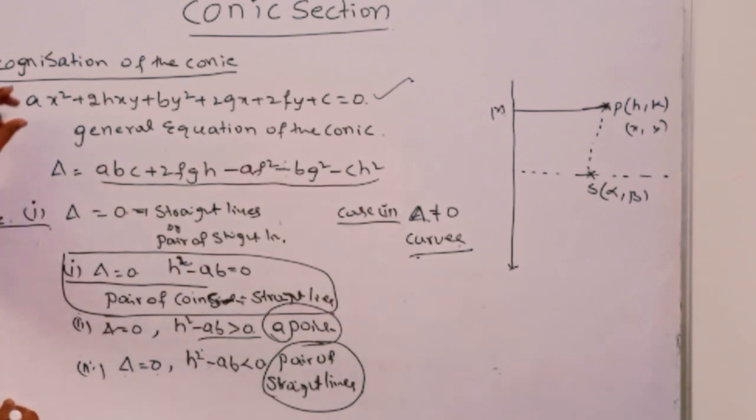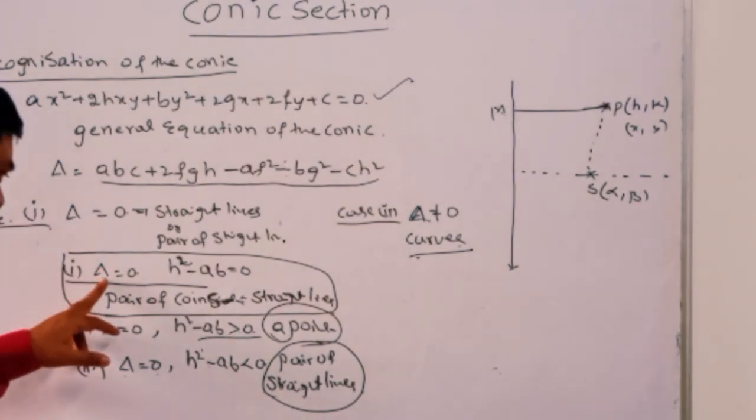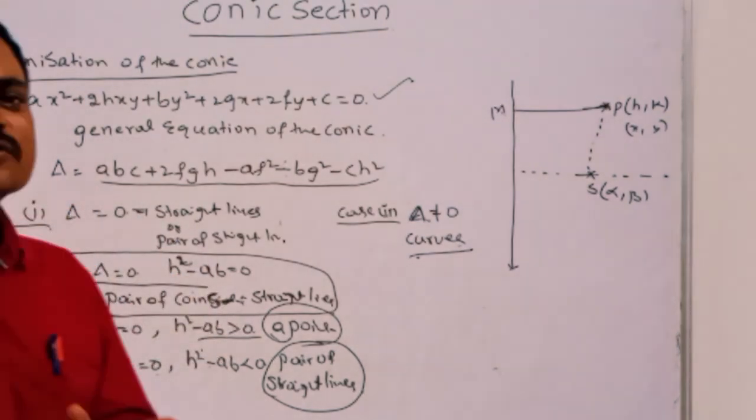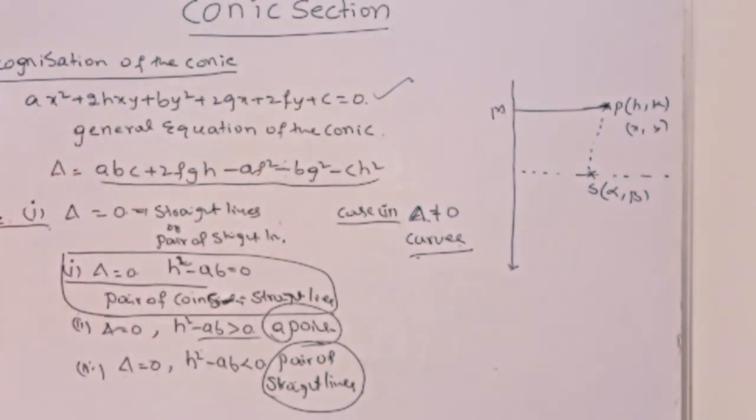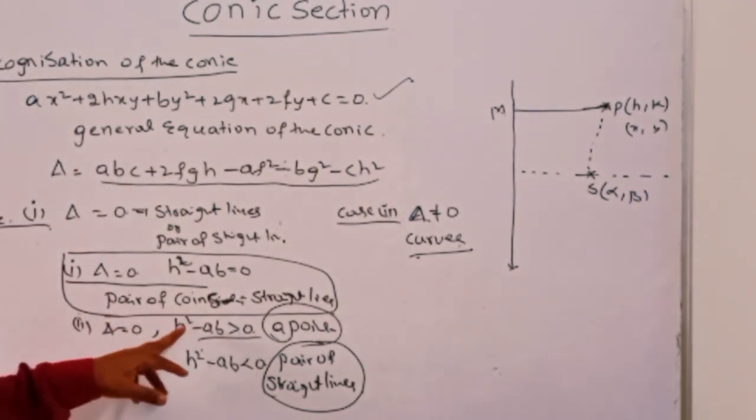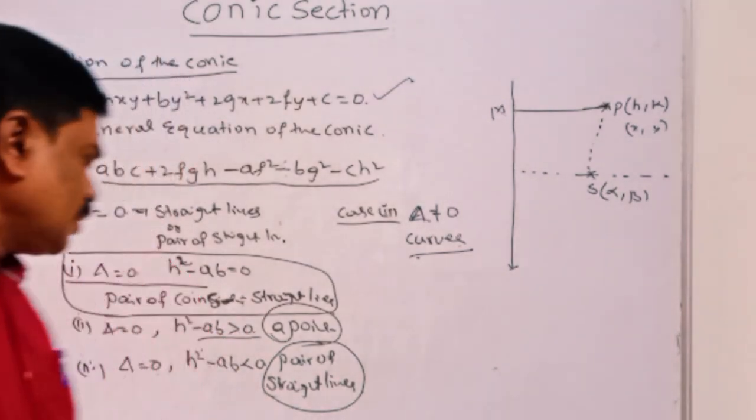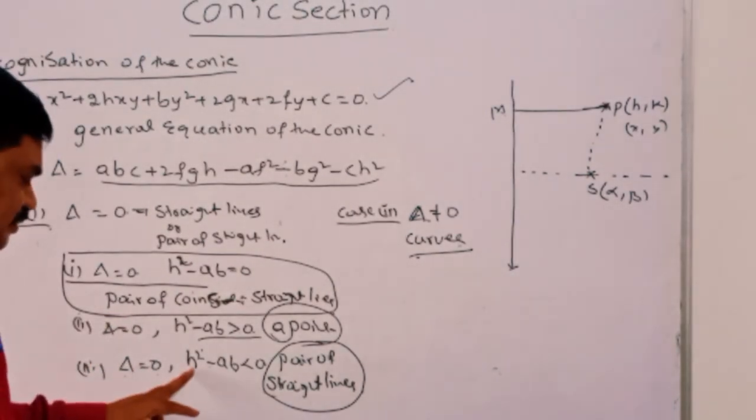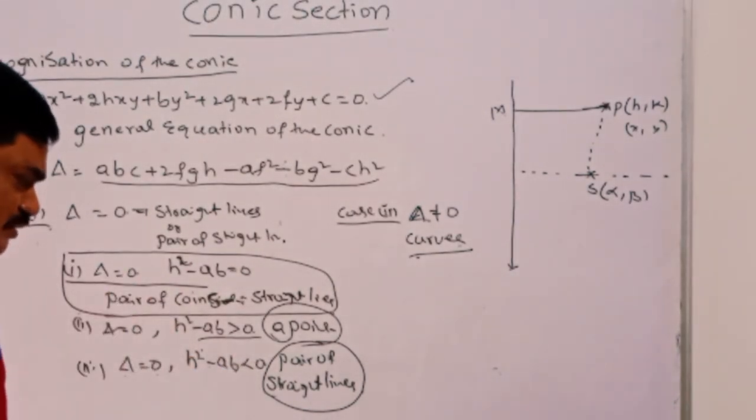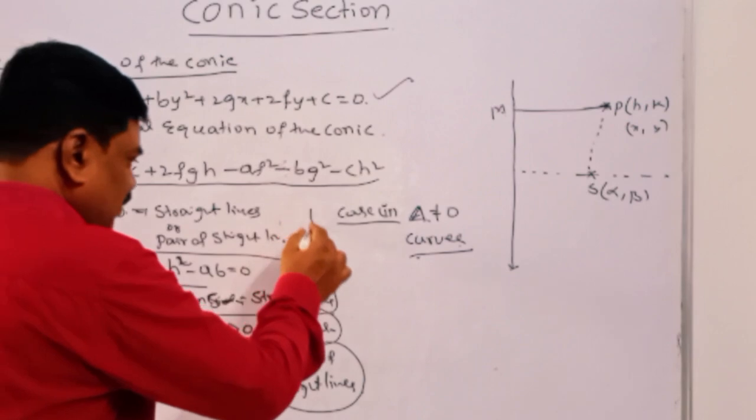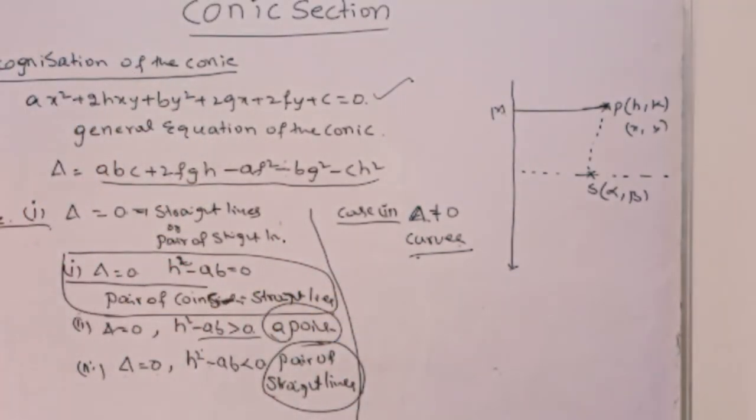So whenever the conic section equation is given, with delta is equal to 0, three conditions arise. One is delta is equal to 0, h square minus ab is equal to 0: it represents a straight line. Delta is equal to 0, h square minus ab greater than 0: it represents a point. Delta is equal to 0, h square minus ab less than 0: this is the pair of straight lines, and that pair of straight lines intersect each other.